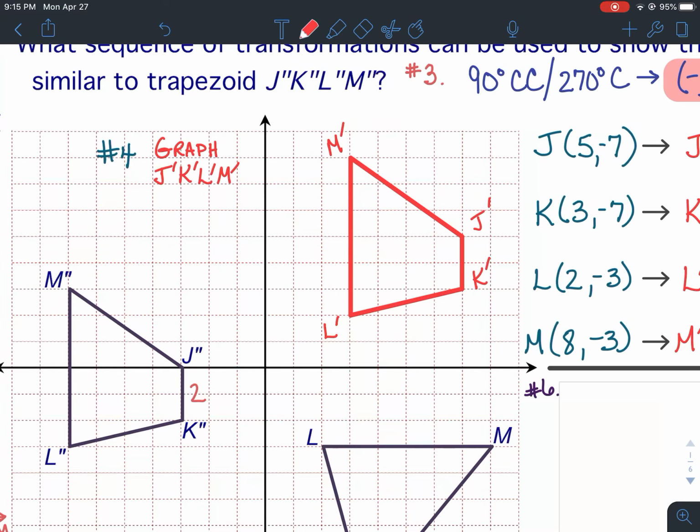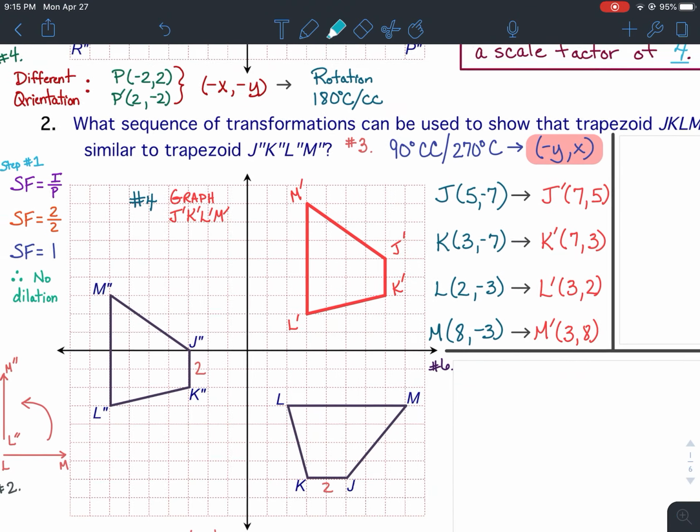All right, now, how did this object here go to this object here? Look at the orientation. The orientation is exactly the same. When the orientation is exactly the same, we know that it is a translation. J prime, K prime, L prime, M prime slid to where J double prime, K double prime, L double prime, M double prime is. So that means that there was a translation.